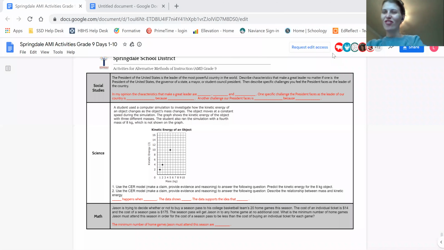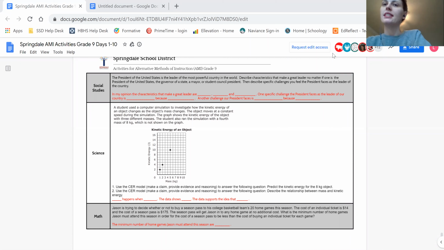Hi, good morning. We are looking today at the math section of the AMI packet for day 10. So I'm just going to read it and then we'll go from there. So this is what you have on your packet.